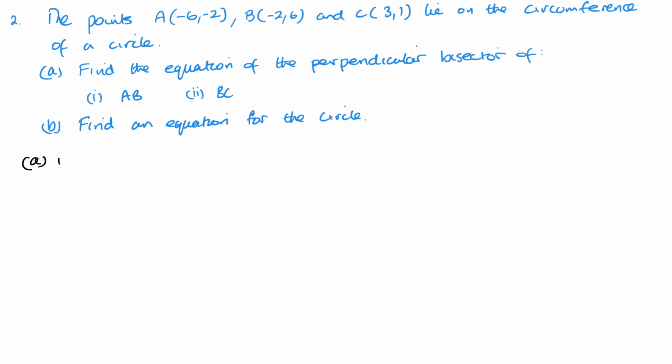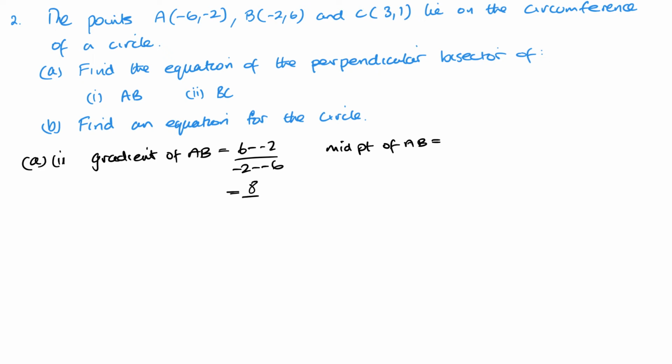Now, for A, to find the perpendicular bisector, I need to find the gradient of AB so that I can then find the gradient of the perpendicular, and I'm also going to need the midpoint of AB, because the perpendicular bisector will go through the middle of AB. So for the gradient of AB, I'm just going to do B take away A. So we get 6 minus minus 2, over minus 2 minus minus 6. So 6 plus 2 is 8, and minus 2 plus 6 is 4. So the gradient of AB is 2. Therefore, the gradient of the perpendicular is minus a half.